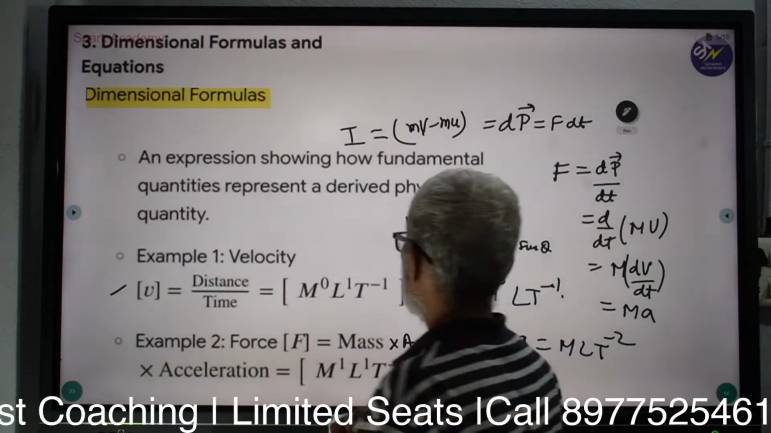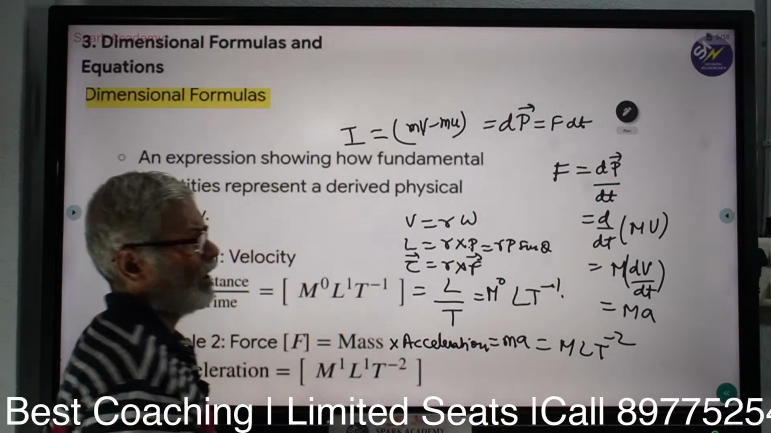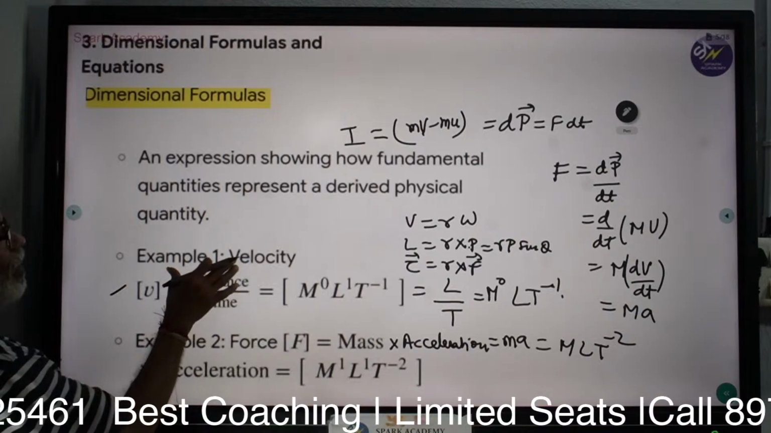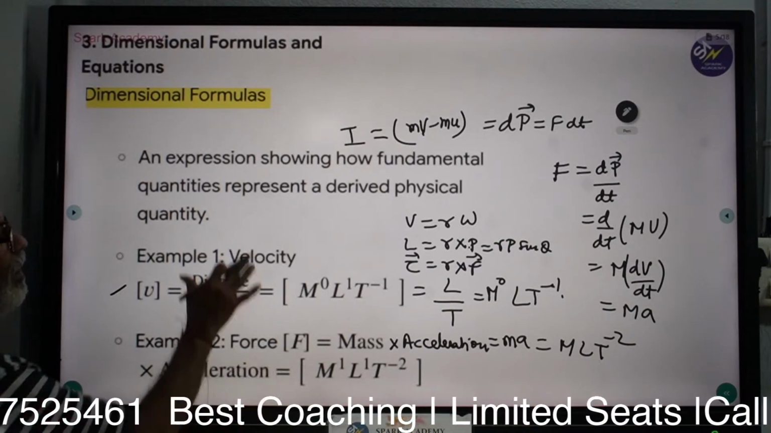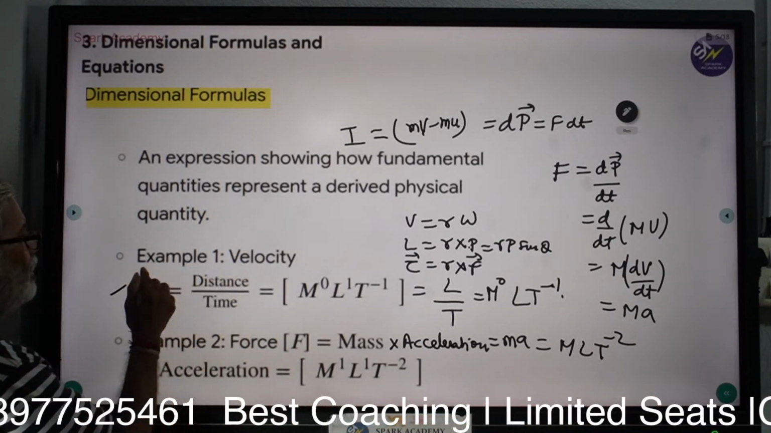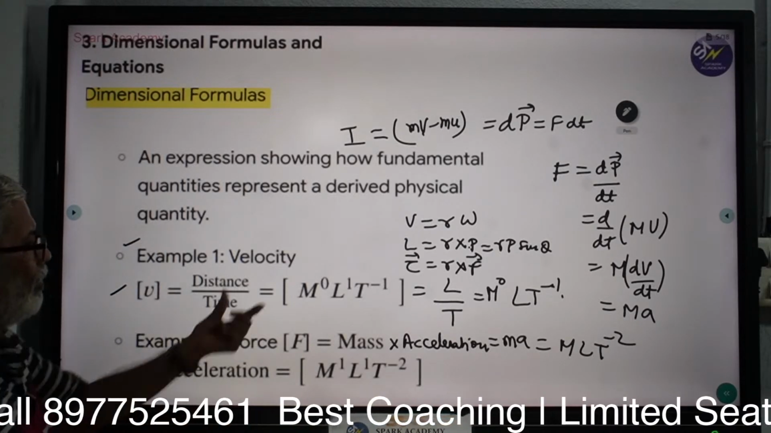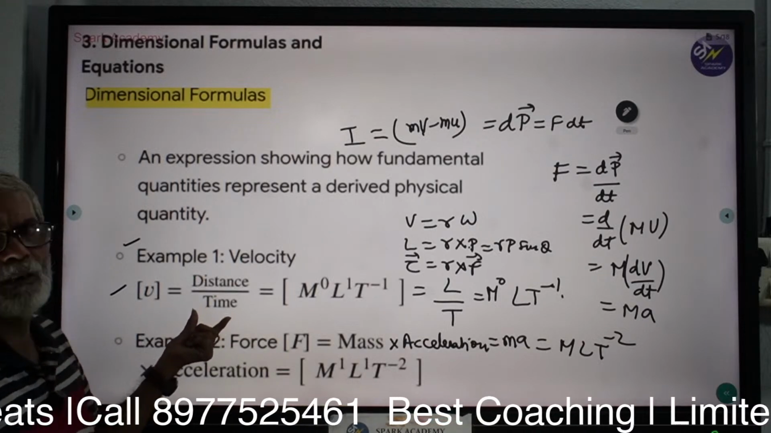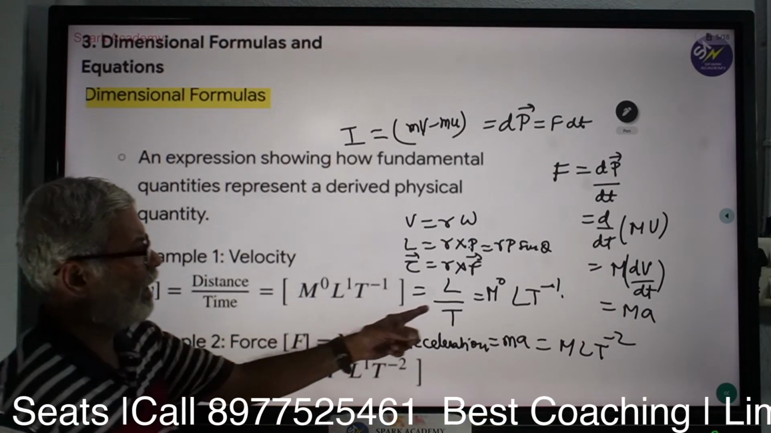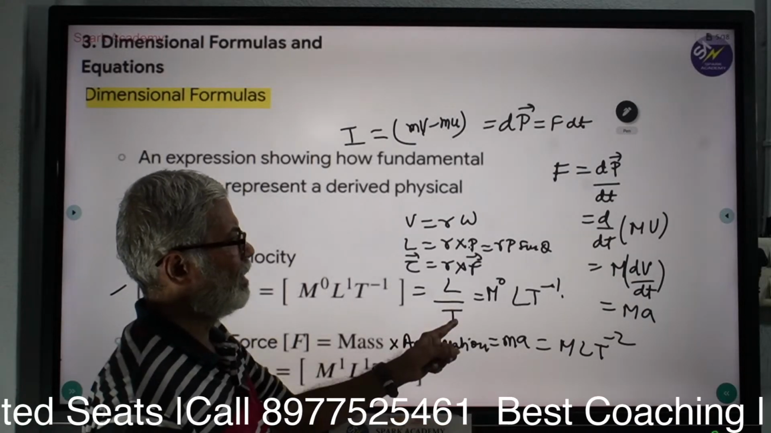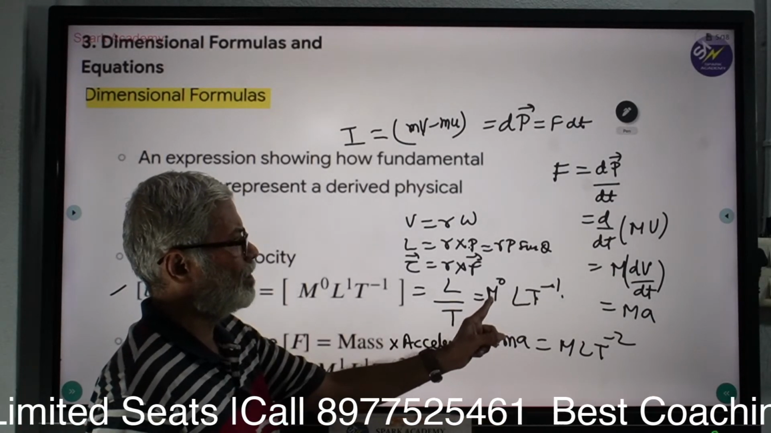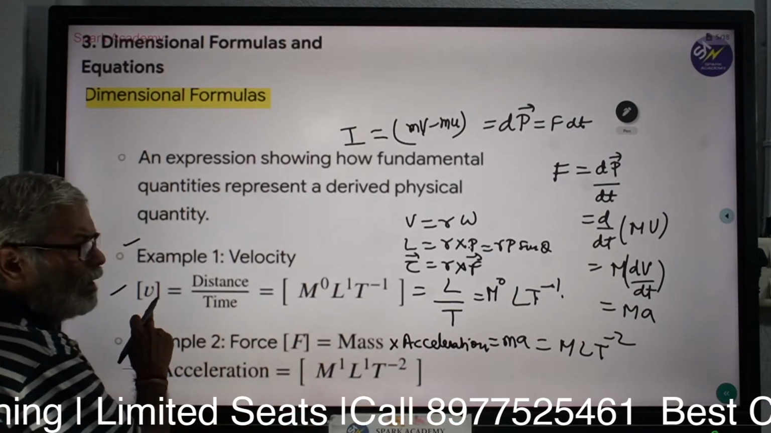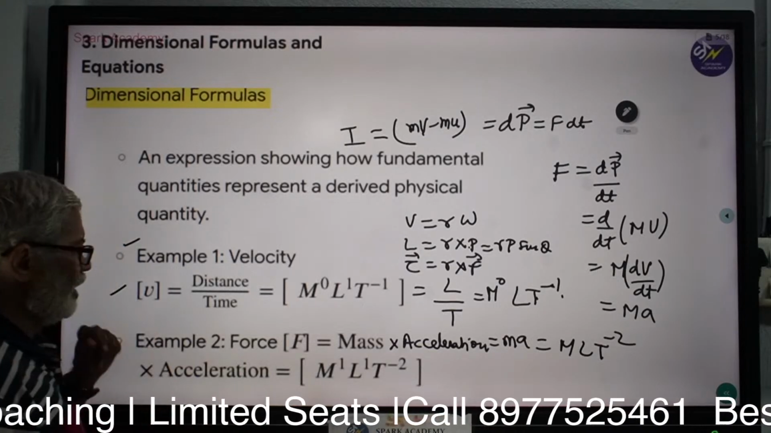Now, these are all derived quantities that I wrote. What is a derived physical quantity? Example number 1, velocity. What is the definition of velocity? Rate of change of displacement, distance by time, L by T. L by T is nothing but T will go up, so it is M0 L T minus 1. This is the dimension for V.